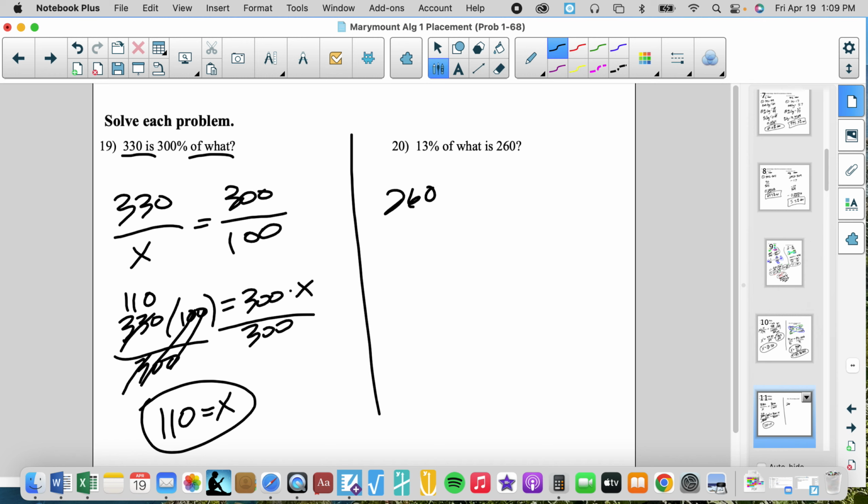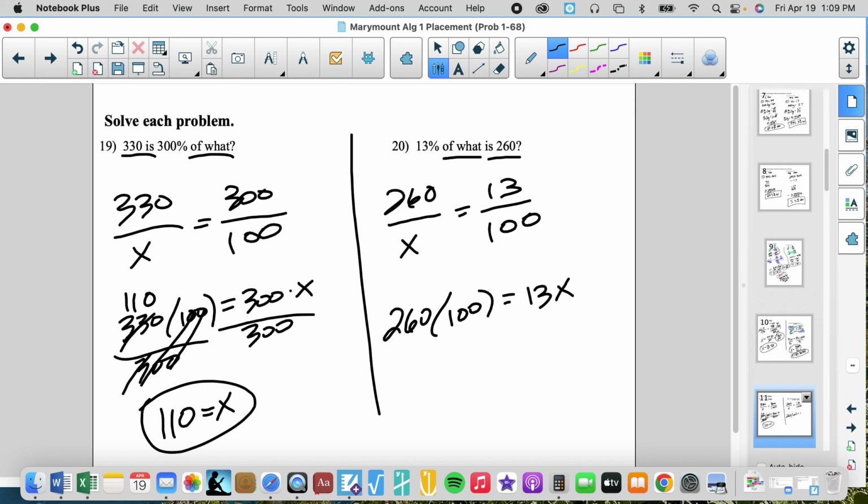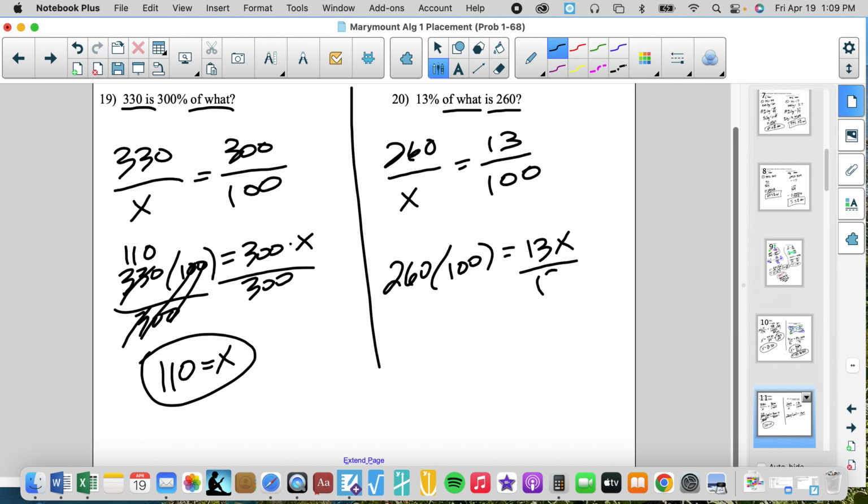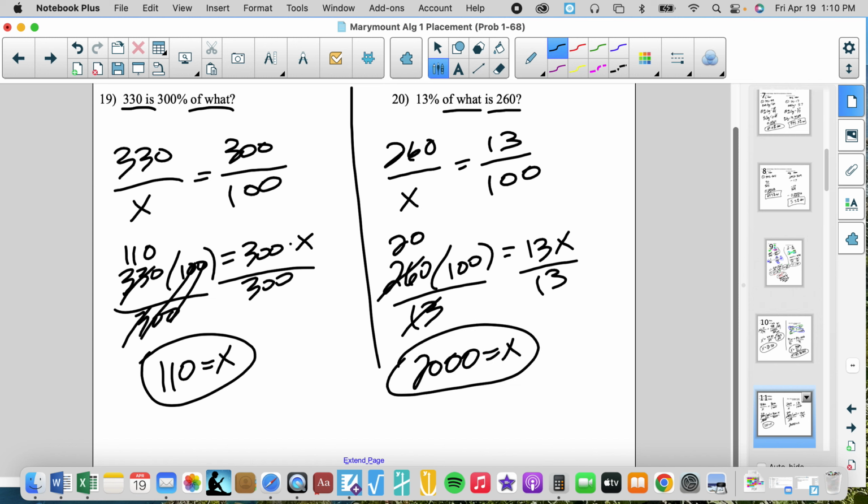Is over of equals 13% of 100. So notice that's the part and the whole. We continue to go back to that part and whole. We're going to use cross product again, 13x. We'll divide by 13, divide by 13. 13 goes into 260 20 times, so it's 2,000 equals x. Also, no calculator needed for number 20. Those I don't mind. Those are good.